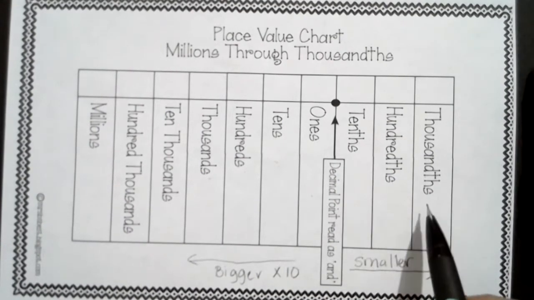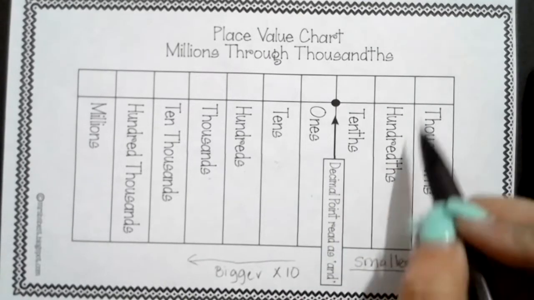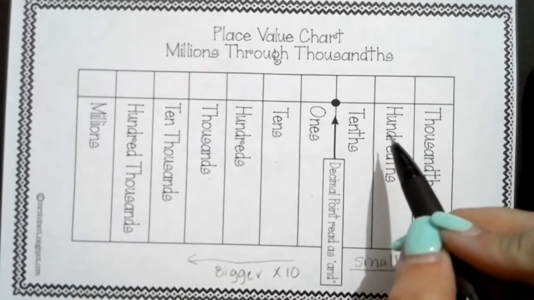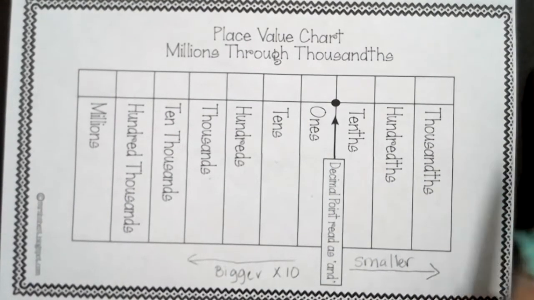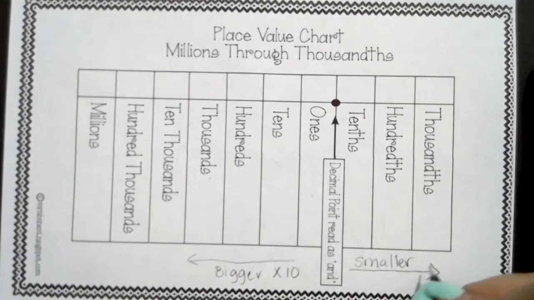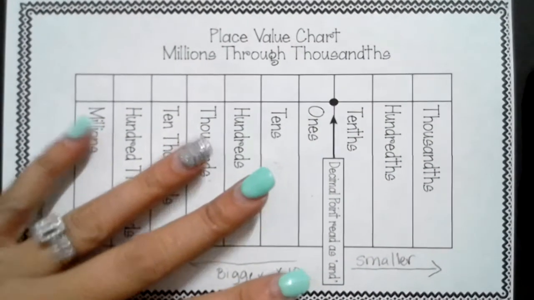But if we're going this way, think of dimes here. Then we have pennies in our money system, okay? And then thousandths, that's even smaller. The more you go this direction, the smaller you get. So we understand that when I multiply, a number gets bigger. But what I also need you to realize is when we divide, a number gets smaller, right?